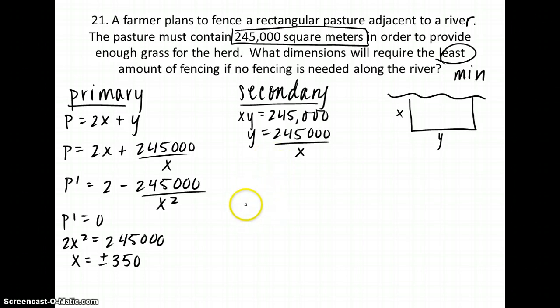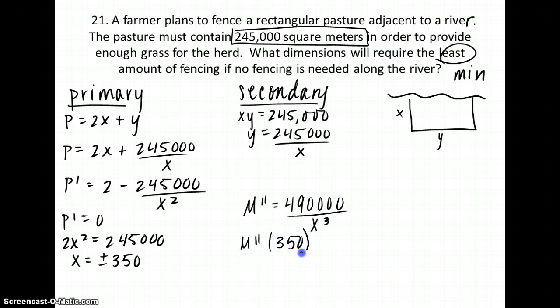So I'm going to use the second derivative test. Second derivative here will give me 490,000 over x cubed. Second derivative at any positive value will be positive. Therefore, minimum occurs at x is equal to 350.